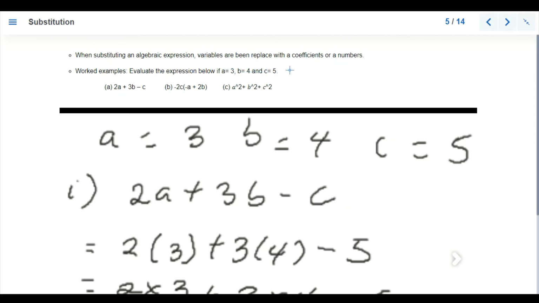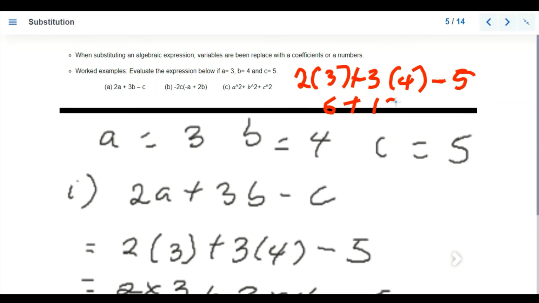So 2a plus 3b minus c is going to be what? 2 into bracket 3 plus 3 into bracket 4 minus 5. So 2 times 3 is what? 6. Plus 3 times 4 is 12 minus 5. So 6 plus 12 is 18. 18 minus 5 will give us what? 18 minus 5 will give us 13. So the answer here is 13.